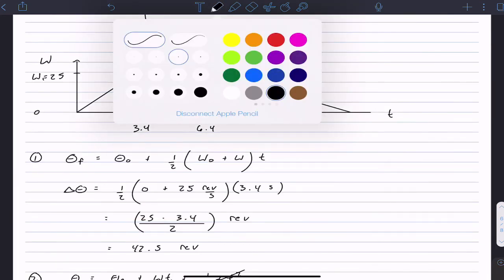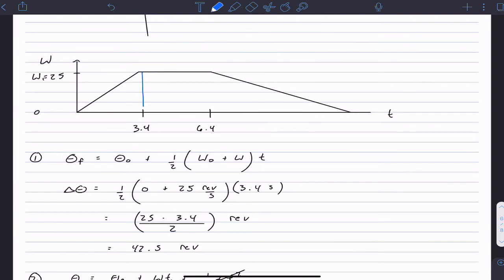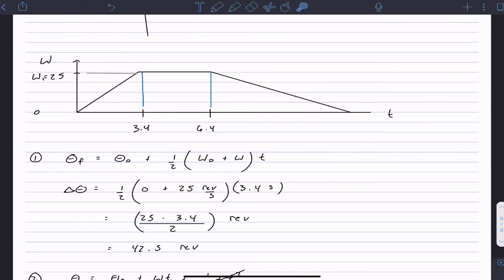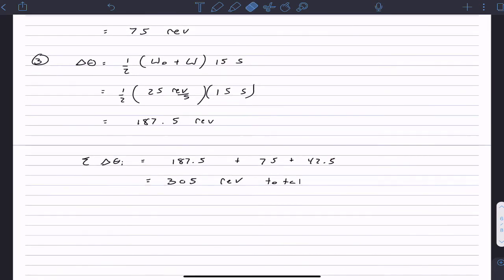Okay, the other way to do this is to just sum up the area. If you can draw out a curve like this, it was a pretty straightforward setup, you could just take the area. So this would be the area of 25 times 3.4 divided by 2, which is pretty much what we just did. And this is 3 seconds times 25. So I'm just showing you the area. 25, 3, and then this was 25 by 15 divided by 2.